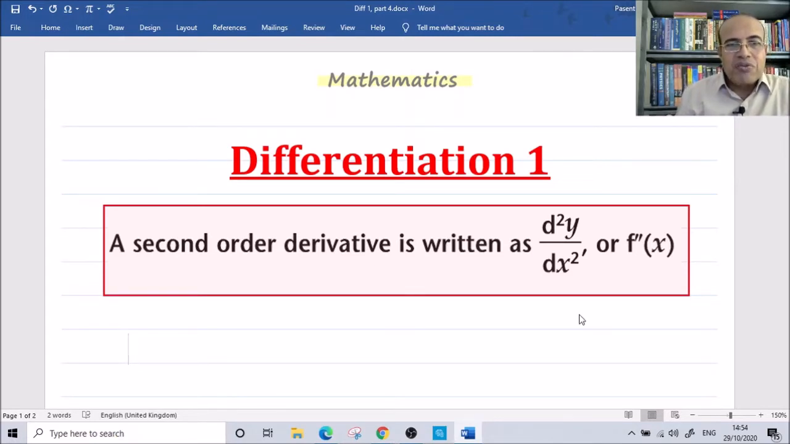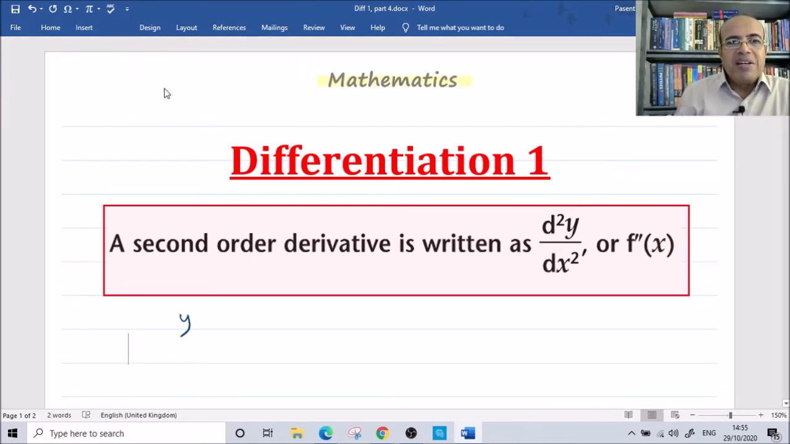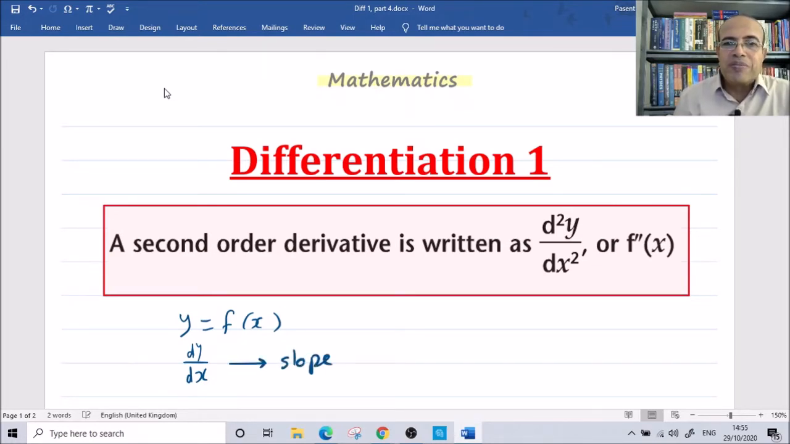If we have a function y equals f of x, what about dy by dx? dy by dx is the rate of change of y with respect to x, or the slope. So dy by dx is the slope or gradient of the curve.